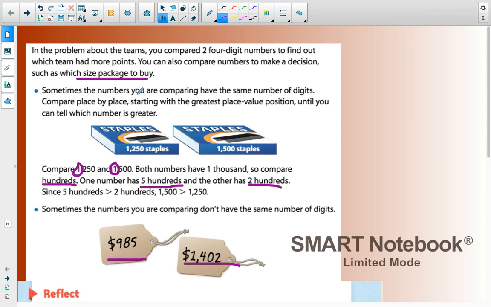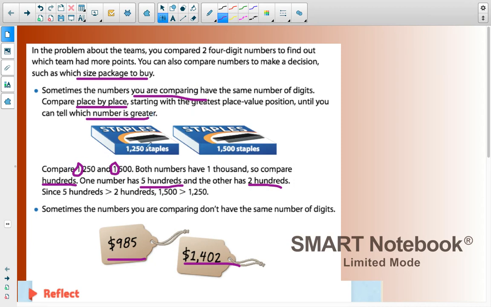Sometimes the numbers you're comparing have the same number of digits. So, like, they go out to the same place. Like these two boxes of staples, they both go out to the thousands place. You compare place by place, starting with the greatest place value position until you can tell which number is greater. What that means is you start with the very highest place.